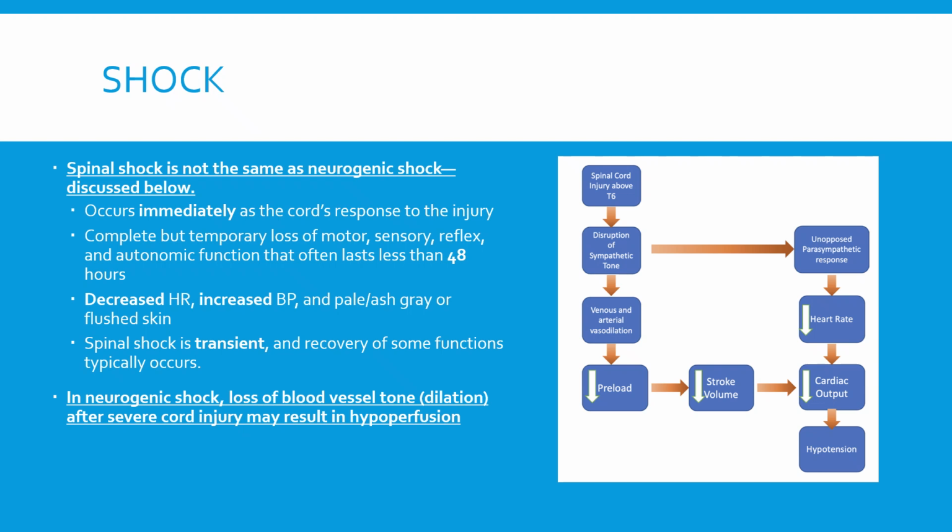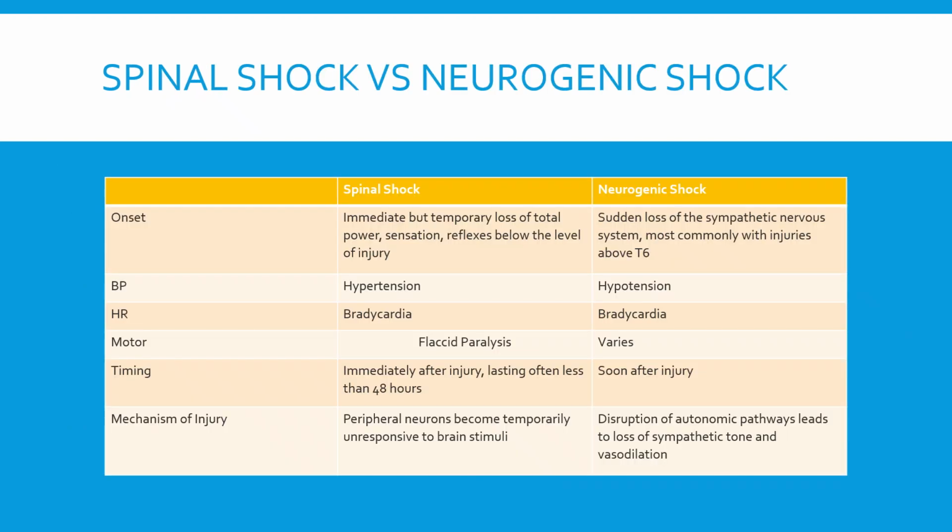In neurogenic shock, loss of blood vessel tone, so dilation, after severe cord injury may result in hypoperfusion. So here's a table that shows the difference between spinal shock and neurogenic shock. With neurogenic shock, it's sudden loss of the sympathetic nervous system, most commonly with injuries above T6. It can cause hypotension, bradycardia, motor function varies, and the timing is soon after the injury. And mechanism of injury, there's a disruption of the autonomic pathways that leads to loss of sympathetic tone and vasodilation.